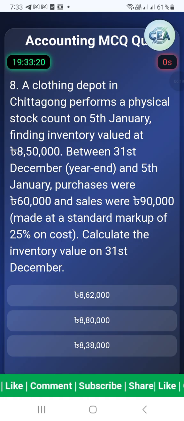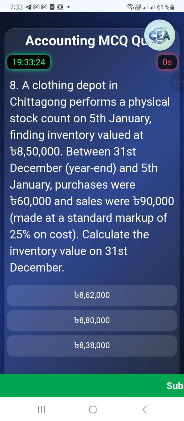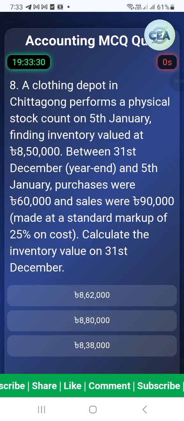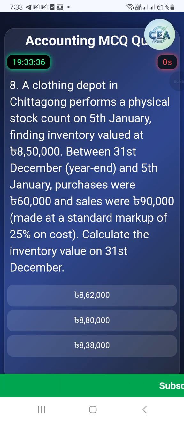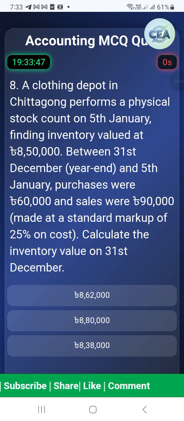8. A clothing depot in Chittagong performs a physical stock count on the 5th of January, finding inventory valued at 850,000 takas. Between the 31st of December year-end and the 5th of January, purchases were 60,000 takas and sales were 90,000 takas made at a standard markup of 25% on cost. Calculate the inventory value on the 31st of December.